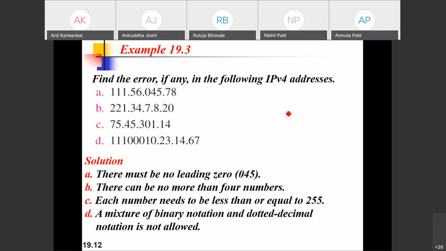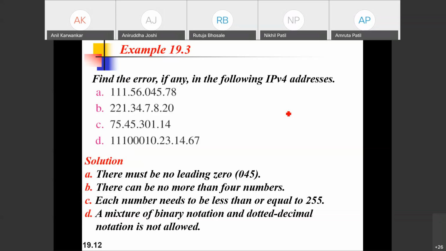Then the second one, 221.34.7.8.20. It has more than 4 dotted decimal numbers, so the second is also not valid. Then the third one is 75.45.301.14. 301 will never exist. The maximum number in the dotted decimal representation is 255.